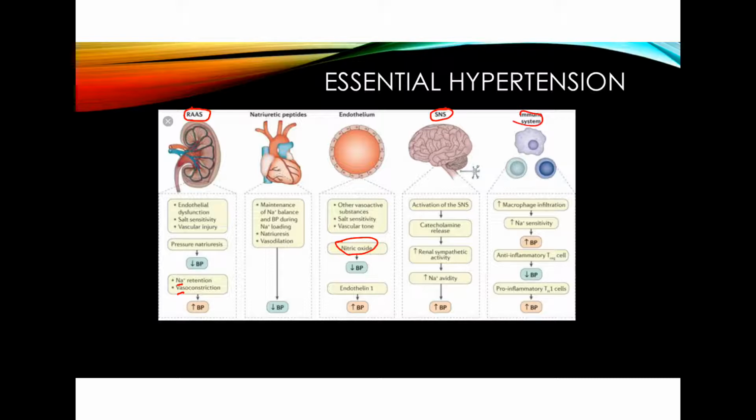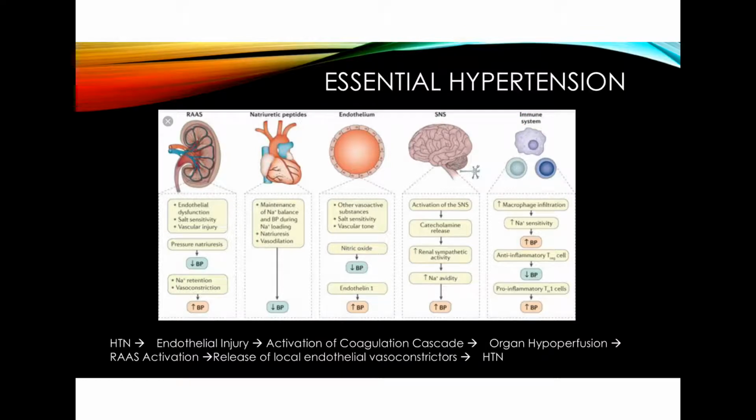Now, essential hypertension is very much a vicious cycle. You start with hypertension that leads to endothelial injury, which will lead to the release of vasoactive substances, decreased levels of nitric oxide, and activation of the coagulation cascade, all of which will decrease perfusion of the vital organs such as the kidney, and lead to activation of the renin-angiotensin system and the sympathetic nervous system, which will again release vasoconstrictors from the endothelium, leading to hypertension. And this hypertension will again promote endothelial injury in a cycle that is very difficult to break.